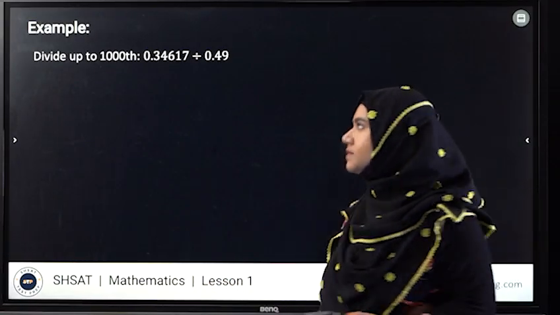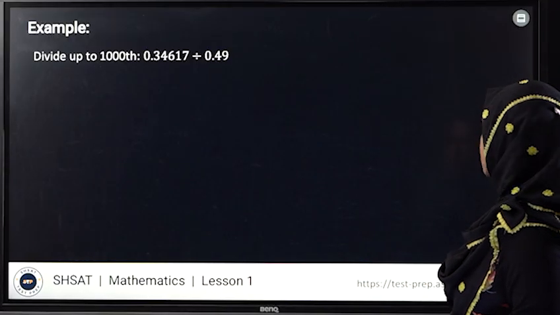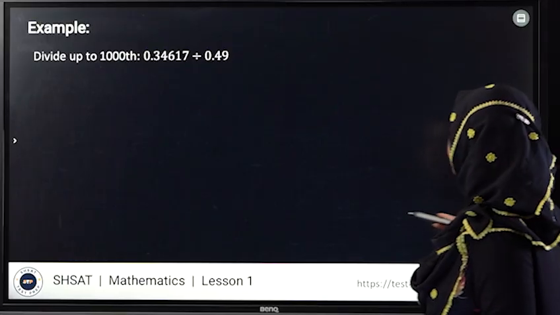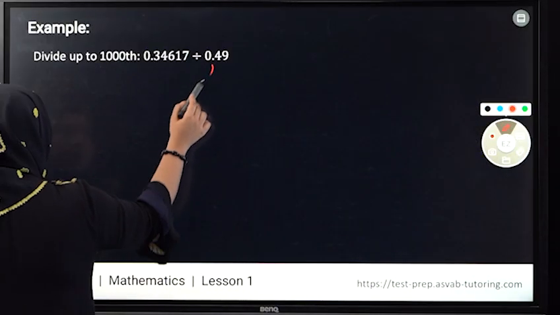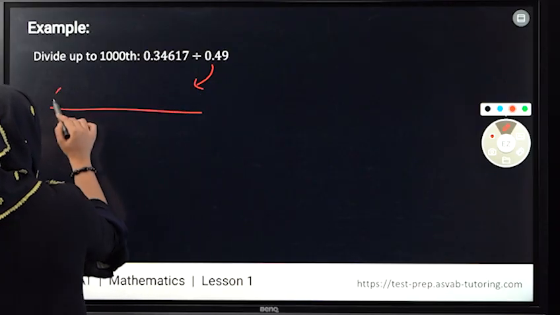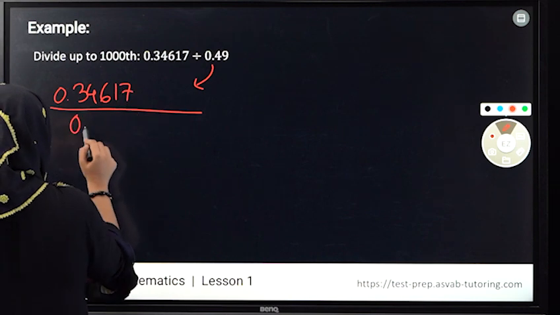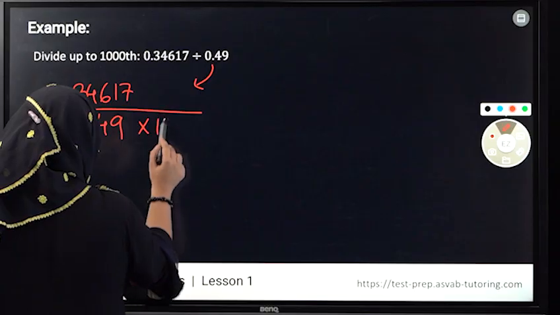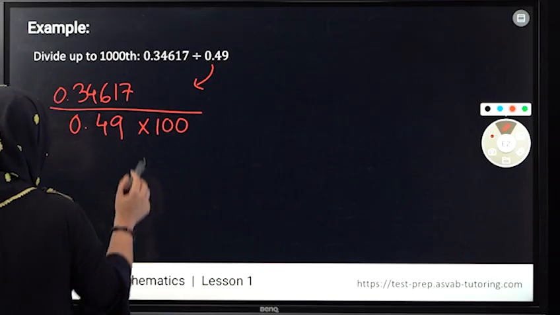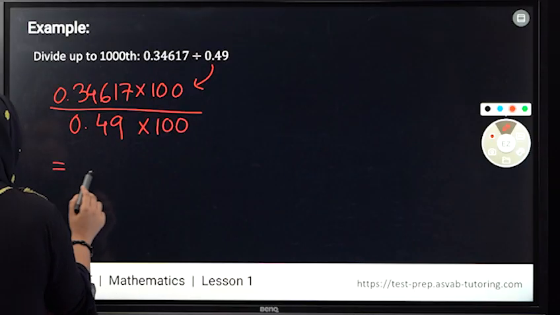Starting this again. Now let's look at divide up to 1,000, 0.34617 divided by 0.49. Okay. The first thing that we do is, if we want to remove all of these decimals from the numerator, it's going to take a long time. So instead of doing that, you can get rid of the decimals in the divisor and do the same to the number up top.